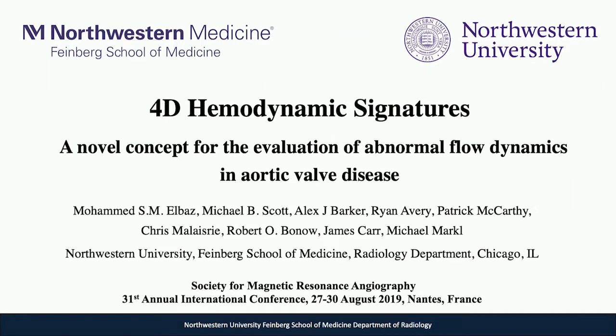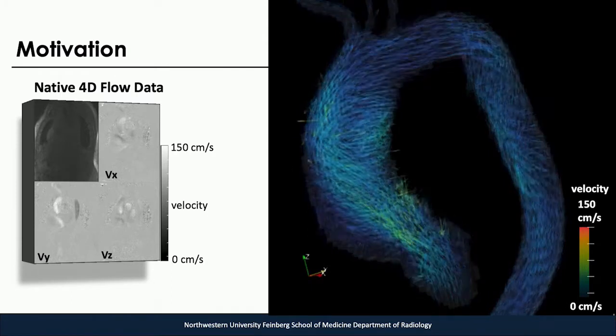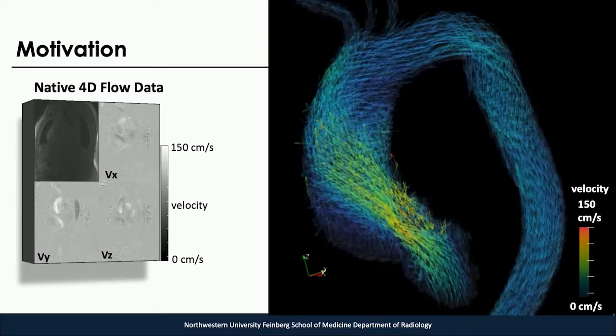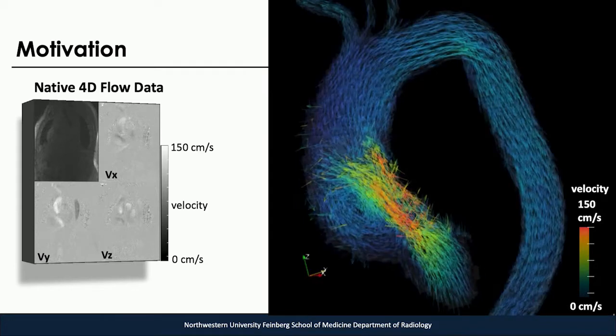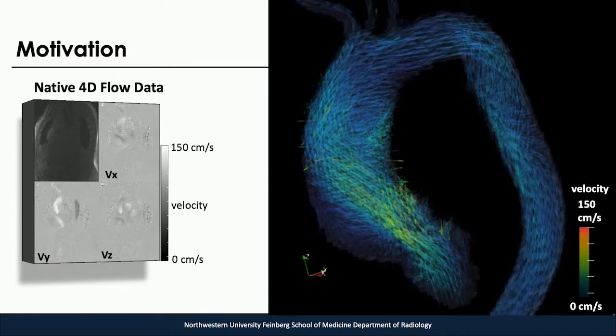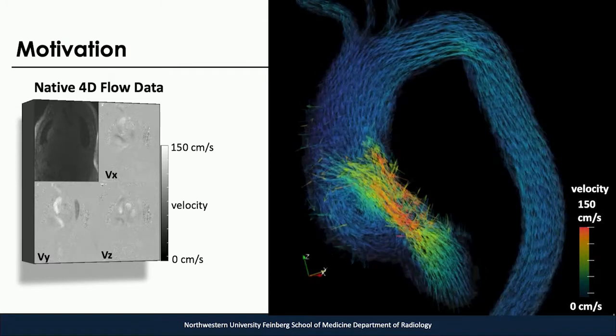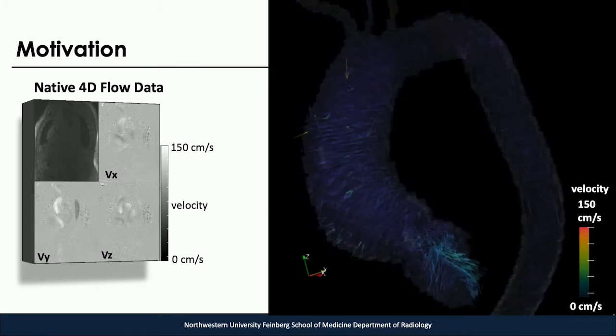So I'll actually be presenting on behalf of Mohammed Elbaz, who couldn't make it today, about 4D hemodynamic signatures. We're aware that 4D flow gives us a very rich data set, a velocity field, a vector field that's resolved temporally as well. And we were looking for a new metric that would allow us to take into account all of the data, both temporally and using a vector-based method.